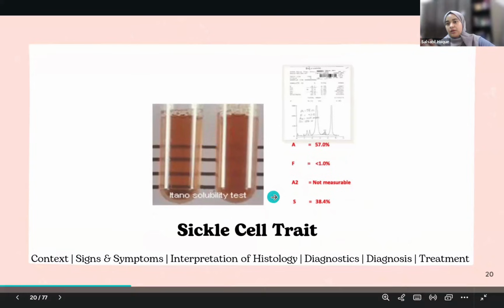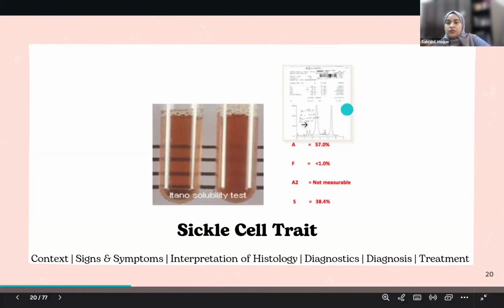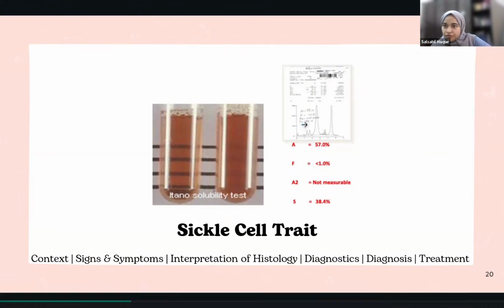So context, they can be asymptomatic patients if they have sickle cell trait, or they can present with hemoglobinuria, and they might have a family history of consanguinity or sickle cell anemia. You need to do genetic testing. Diagnostics, again for hemoglobinopathies, is hemoglobin electrophoresis and liquid chromatography, and you need to do genetic testing for the family, even premarital screening. Treatment is usually supportive.